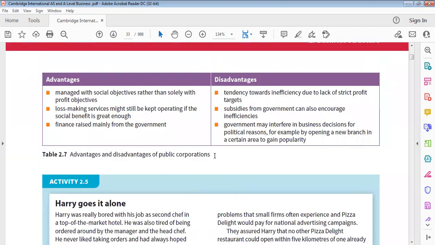There are other businesses that are public corporations. Public corporations are owned by the government, so making profit is not always their main objective. They want to do something good for the people. You know this, right? So there are some advantages. I won't discuss all of them. Let's say I'm going to discuss one point here. Look at this. Loss-making service must still be kept operating if the social benefit is great enough.